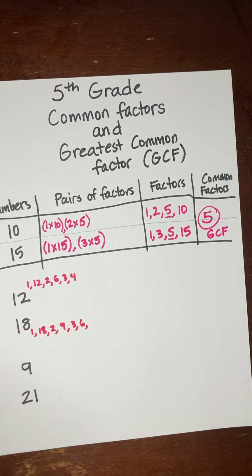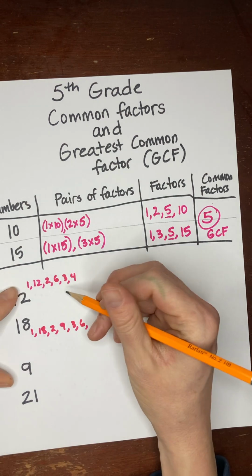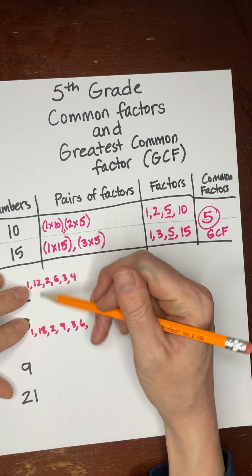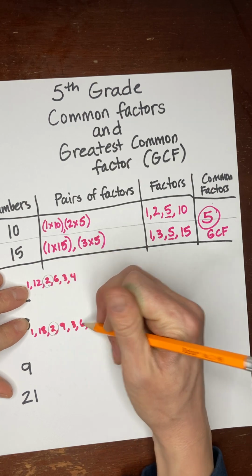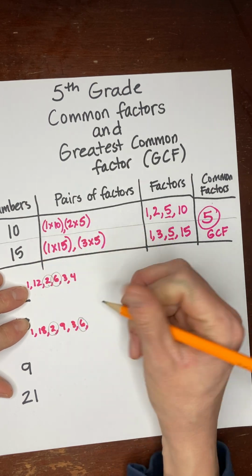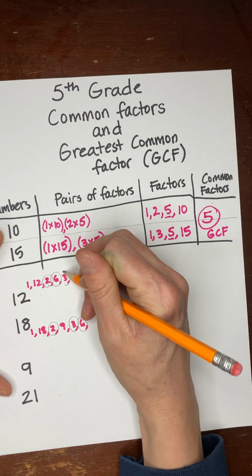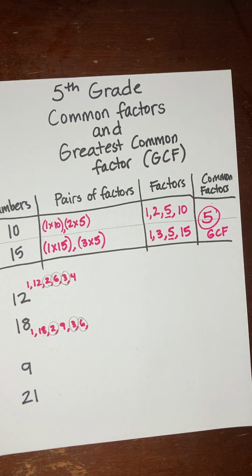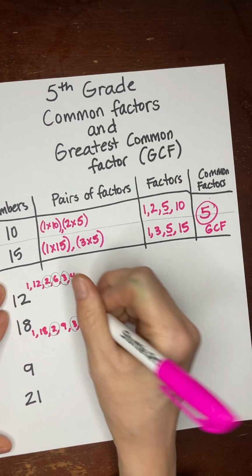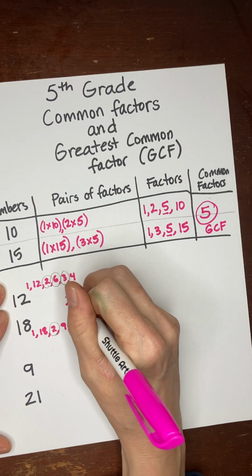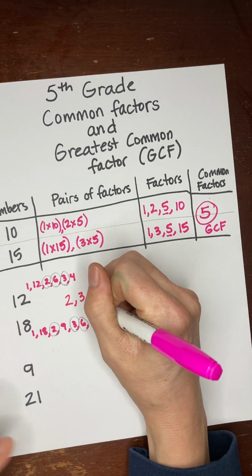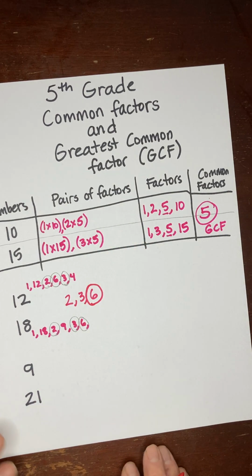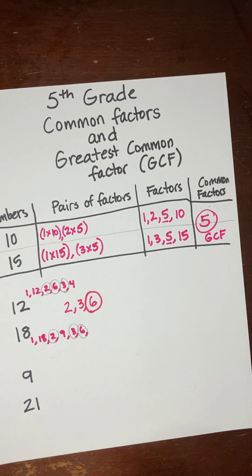Now I'm going to look at my list and see what they have in common besides 1. 12 and 18, they both have a 2. 6, oh, we've got 6s in common. Then we have 3s in common. Now I want my GCF. I could work from there, or I could say my common factors are 2, 3, and 6. Now I'm going to find my greatest common factor, which is the biggest number in that list, and that's 6.